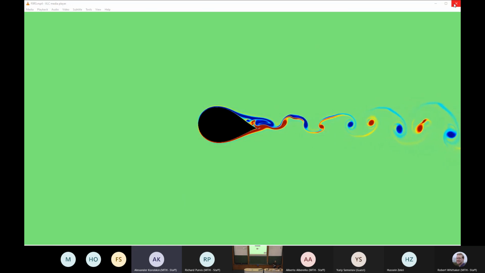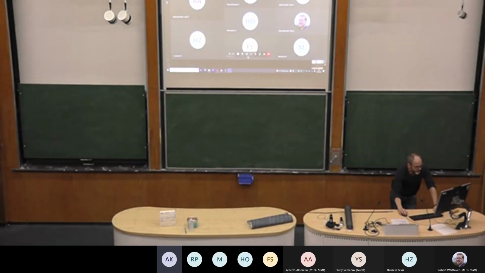This was lower Reynolds number. Lower Reynolds number, yeah. So it's the shape that's causing the problem somehow.